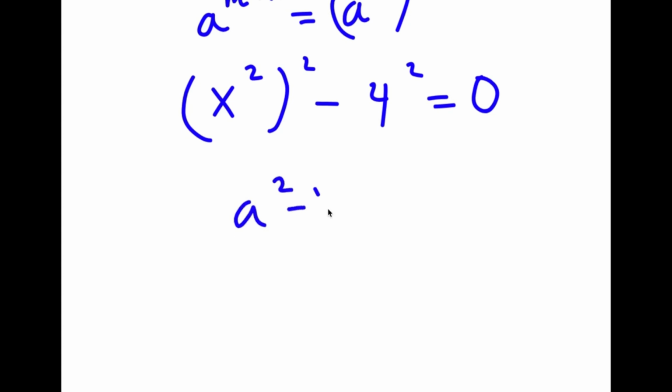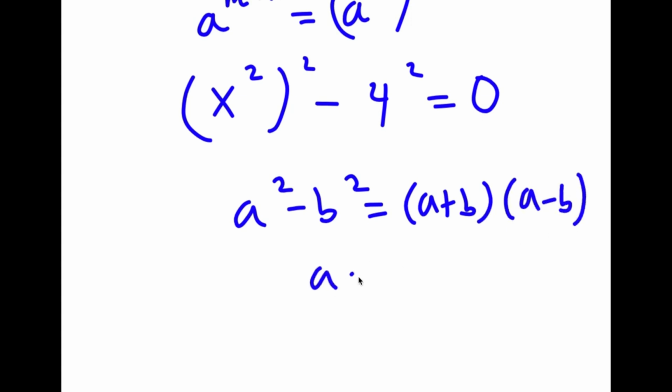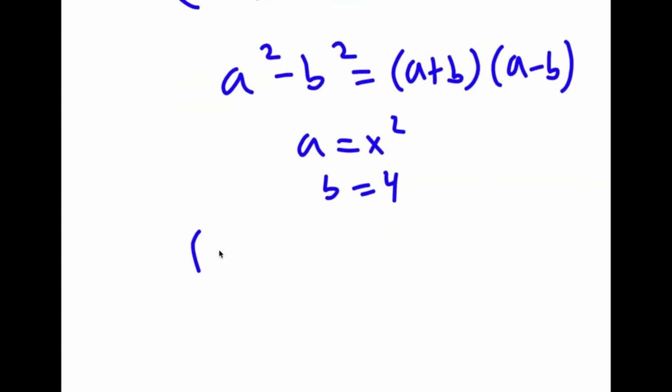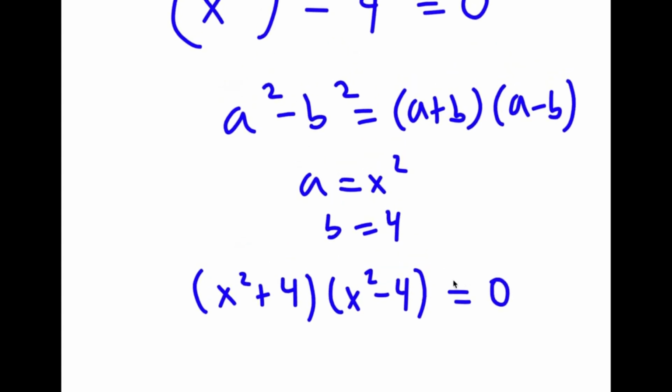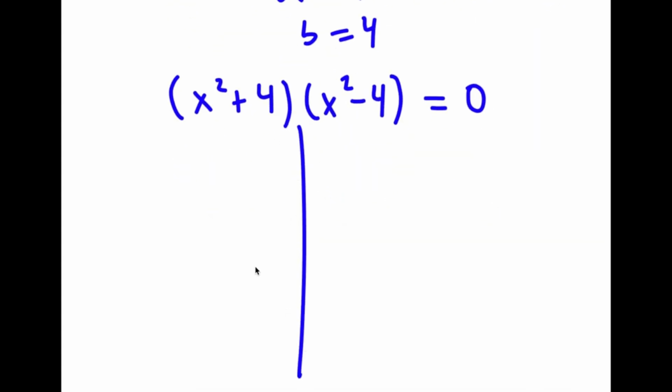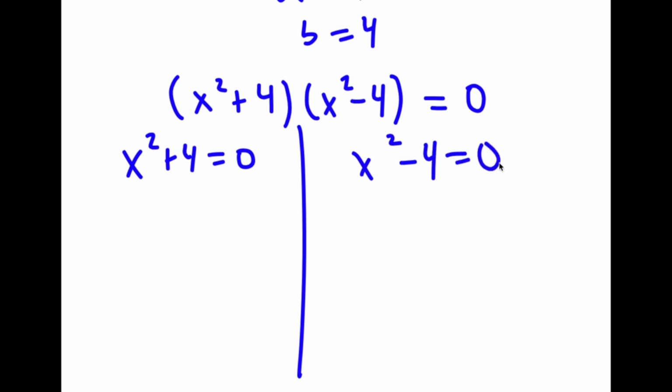Now if I have something in the form a squared minus b squared, this is equal to a plus b times a minus b. So in this case, a is x squared and b is 4. So I have x squared plus 4 times x squared minus 4 is equal to 0. So now this gives me two equations. I have x squared plus 4 is equal to 0, and I have x squared minus 4 is equal to 0.